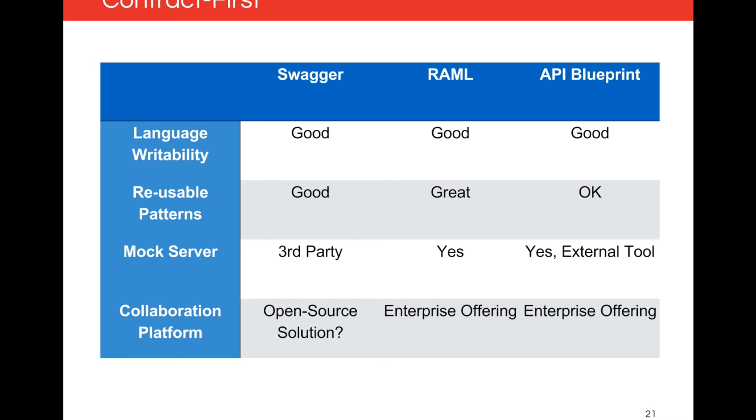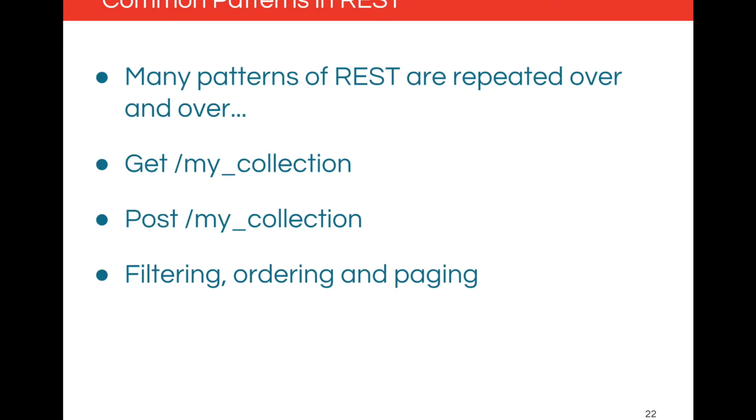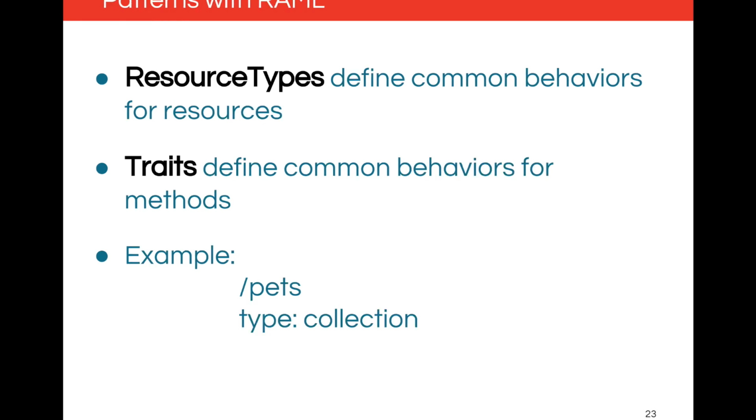So one thing I want to look at here is reusable patterns. There's a lot of patterns that we use over and over again in REST interfaces. We use, for example, get my collection will return the list of items in the collection. Post to my collection will post a new item to the collection. And we solve filtering, ordering, and paging with similar patterns as well. So there's got to be a way to make it so that we don't have to redefine these things over and over again.